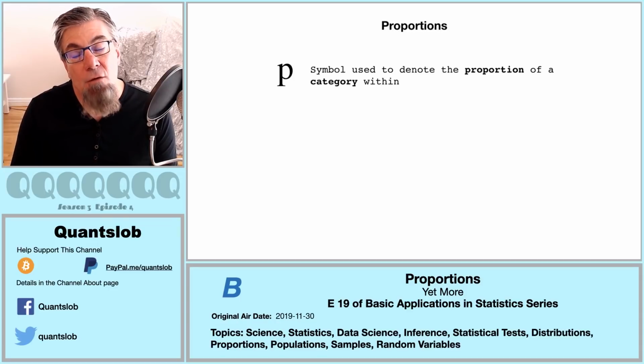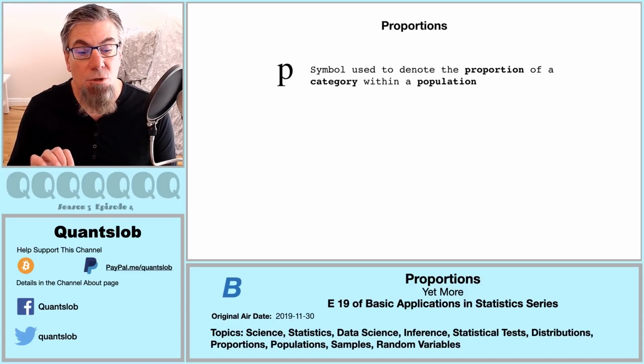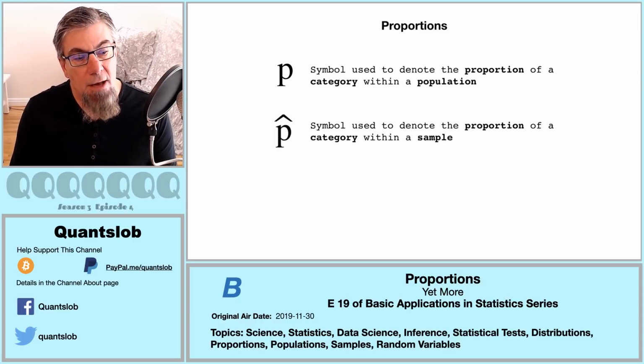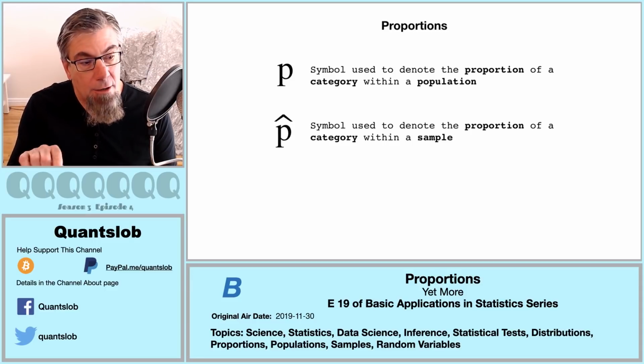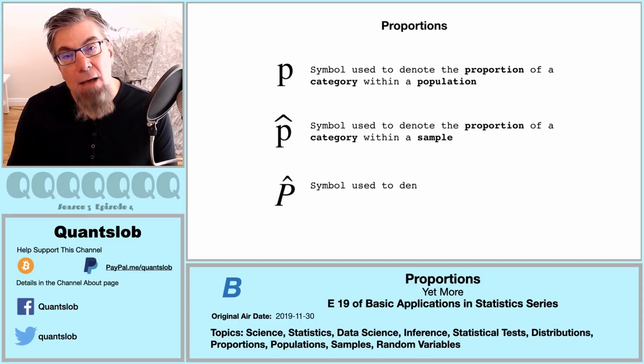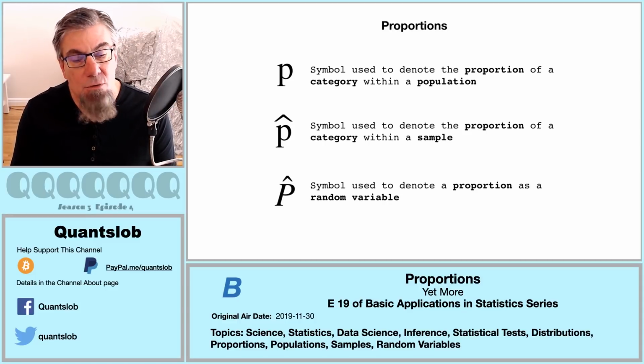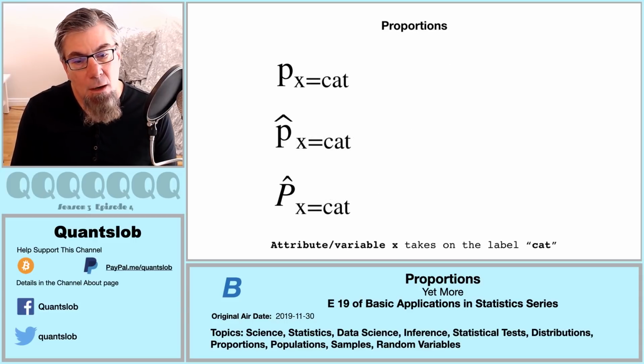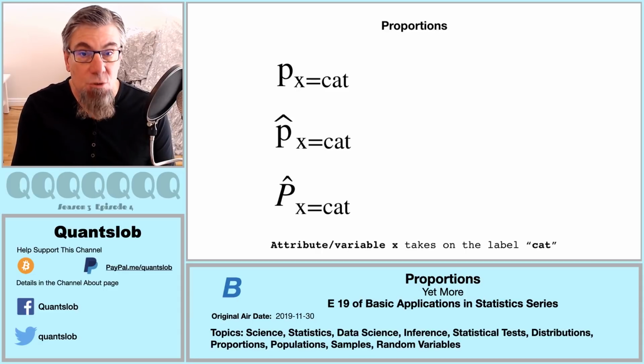From a notational standpoint, we commonly use lowercase upright p to denote a proportion in a population, that is a parameter. To denote a sample proportion, that is a sample statistic, we keep the same p, but we put a little hat on it. As a random variable, we keep the hat, and we use an uppercase leaning, or italic, P here on Quantslob. In our terminology and symbols microseries, we saw that we can put a little subscript on our proportion symbol to remind us and make clear to anyone else exactly what it is we're talking about.